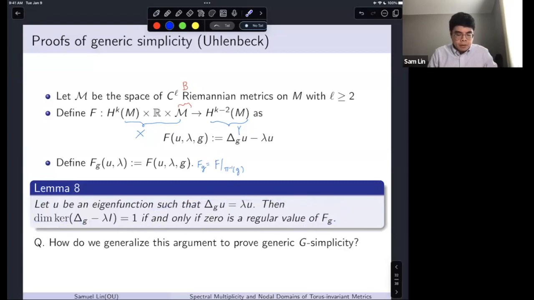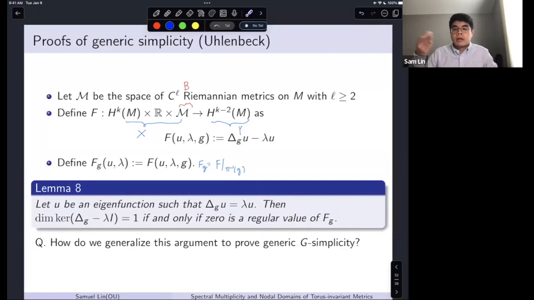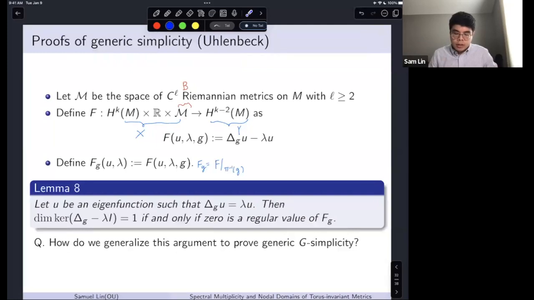Then Uhlenbeck's argument is based on a simple observation stated in Lemma 8. Suppose that you have an eigenfunction with eigenvalue lambda. Then the dimension of the eigenspace is 1 if and only if 0 is a regular value of F_g. So you want to apply the theorem above with y equals 0 to prove this. To prove generic simplicity, you just need to show that the map capital F has 0 as a regular value. And that is where the concrete part comes in. You need some concrete argument, a specific understanding of how the operator varies along perturbations, to show this.